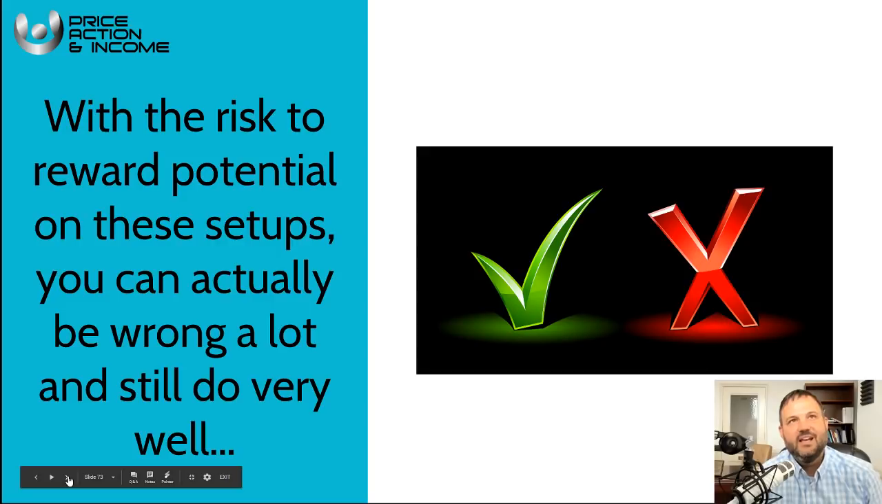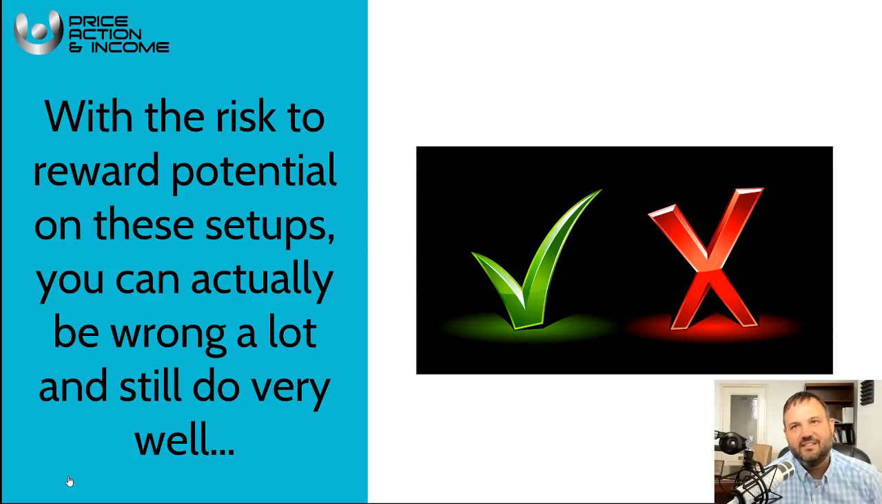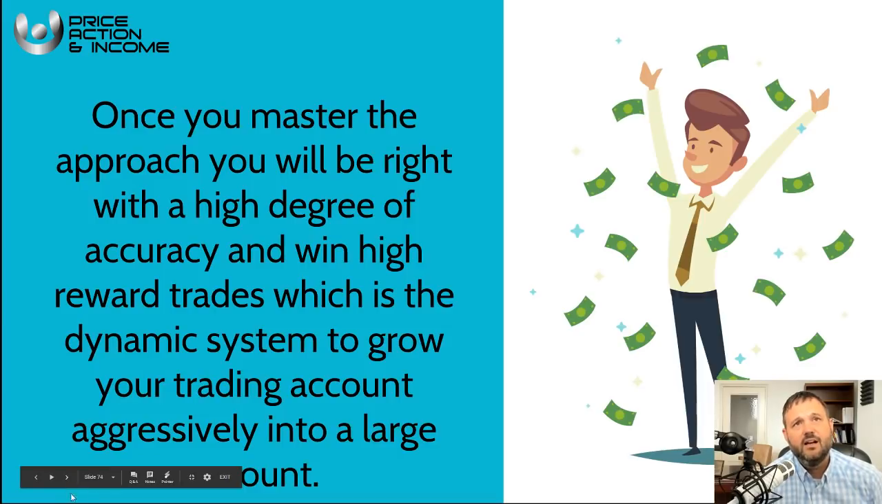It does happen. However, with the risk to reward potential of these setups, you can actually be wrong a lot and still be doing very well in your account, which is a huge bonus. It's just like in baseball: the great hitters hit .300 and they're wrong 70% of the time, and yet they're still great hitters. That's the same as with great traders. So once you master the approach, you will be right with a high degree of accuracy and win high reward trades, which is the dynamic system to grow your trading account aggressively into a large account.